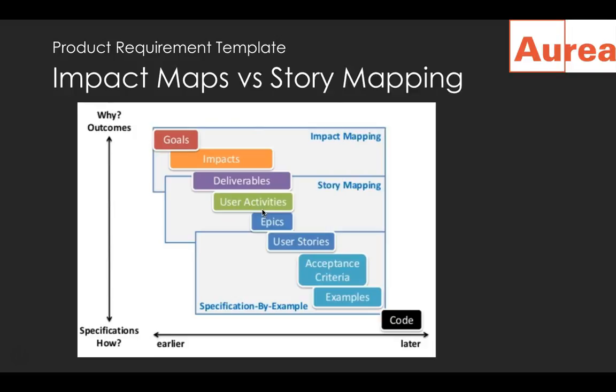How they fit into the larger flow is that it maps through why and how, and starting with impact mapping, we can drive the goals and impacts, and then deliverables from there. From deliverables, you can do high-level story mapping, taking deliverables and creating user activities and epics there. And that dovetails nicely into the agile user stories, acceptance criteria, and examples.